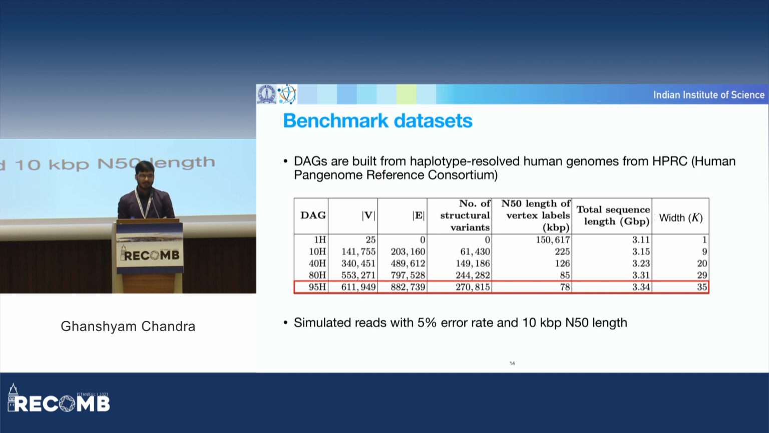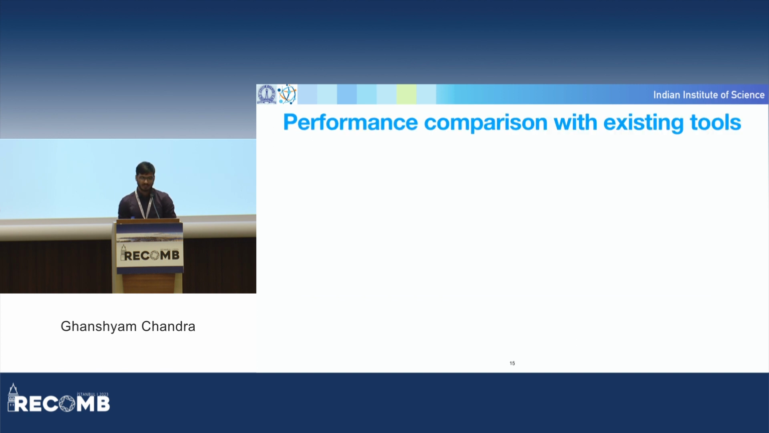Till now we have a real pangenome graph, but we want to evaluate the performance of a tool. And for that we need a ground truth. To get a ground truth, we have taken one of the genomes and we have simulated reads with a 5% error rate with an N50 length of 10 kilo base pair. So this forms our benchmark dataset. We'll use this and benchmark all the existing tools.